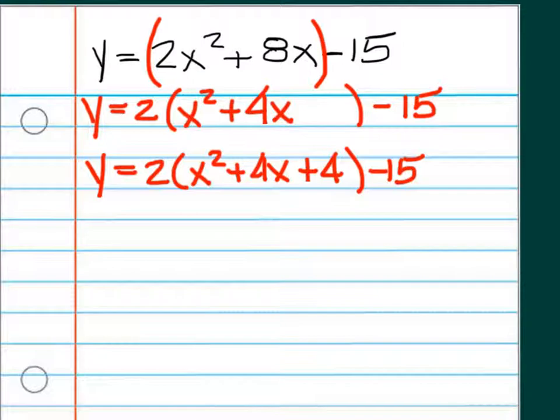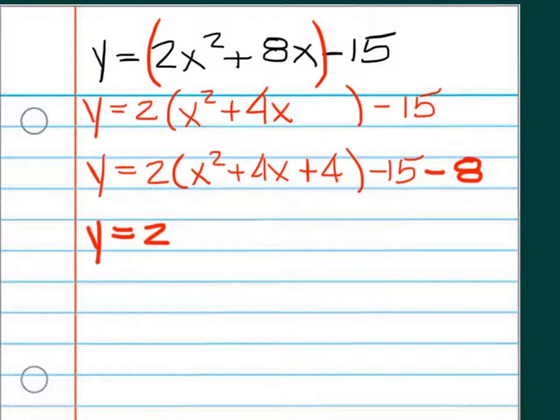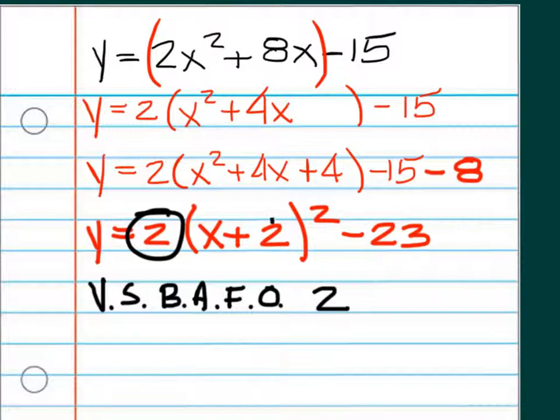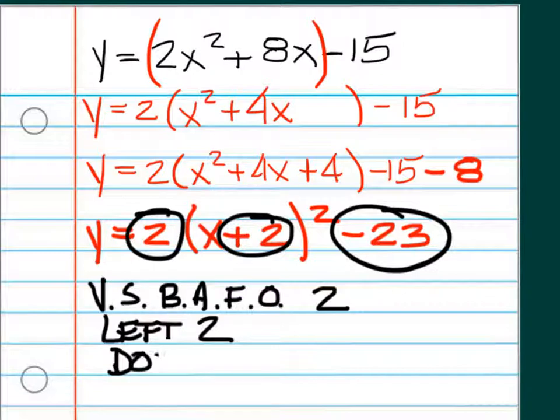but we did not add 4 to that side of the equation. What we've really done is 4 times 2, so we've added 8. So if we added 8 there, then we have to subtract 8 out here. And putting it in the completed square form, 2 times the quantity, variable, sign from the middle, half of the middle term, close quantity and square it. On the outside we have minus 23. And the directions say to describe what has happened to the parent function in order to arrive at this. And that is a vertical stretch by a factor of 2. That comes from here. It has moved to the left 2. And then it's gone down 23.